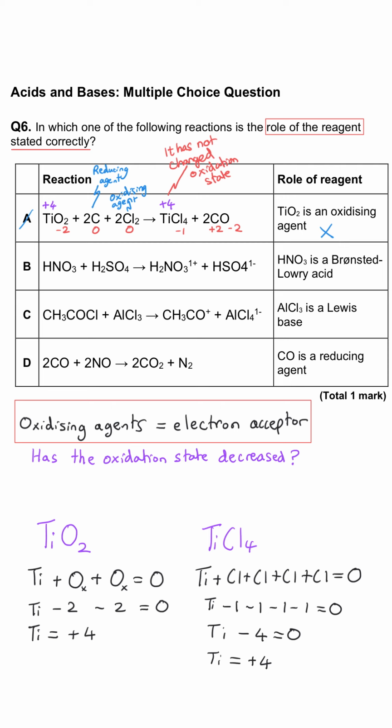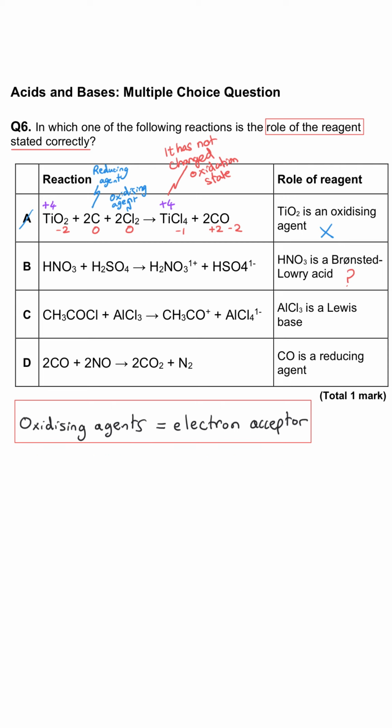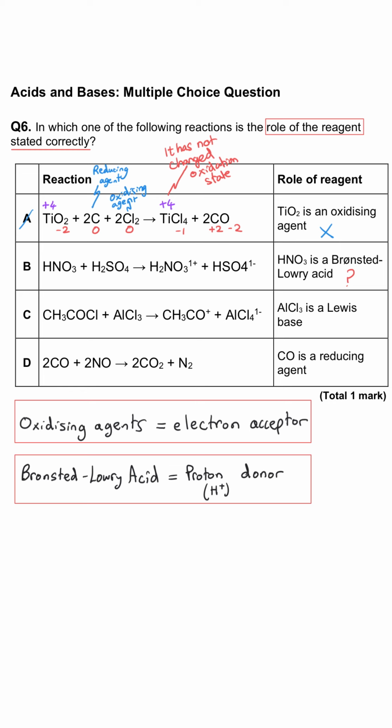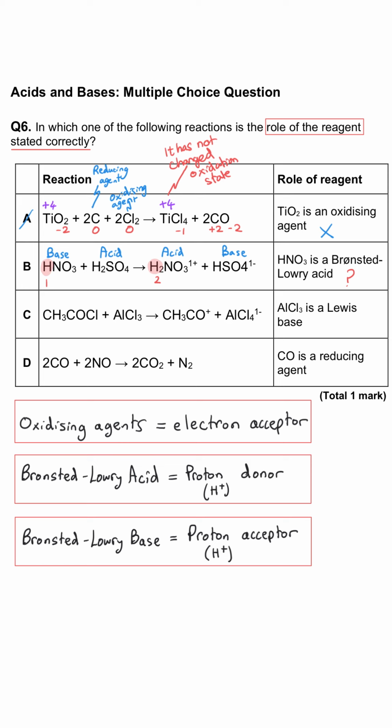In B, is nitric acid a Bronsted-Lowry acid? Well, a Bronsted-Lowry acid is a proton donor. Has the nitric acid donated a proton? Well, at the beginning of the reaction, the nitric acid has 1 proton. And then at the end of the reaction, the nitric acid has got a second hydrogen atom, which means actually it has accepted a proton, and so it has behaved as the Bronsted-Lowry base, which means that the sulfuric acid must be the Bronsted-Lowry acid. In C, is aluminium chloride a Lewis base?